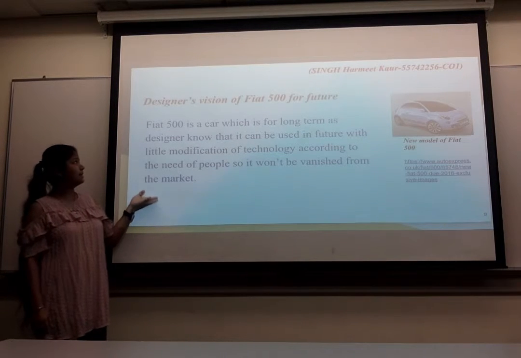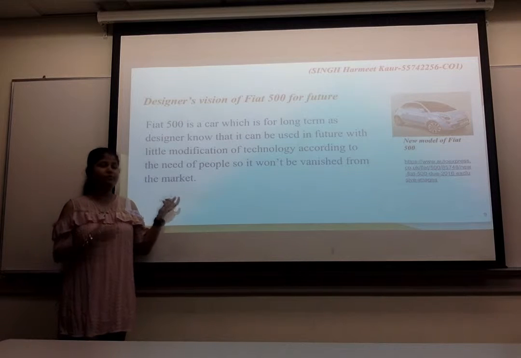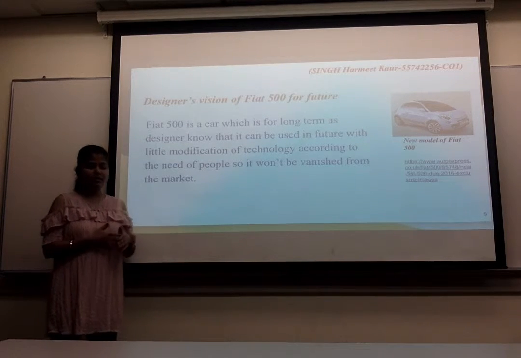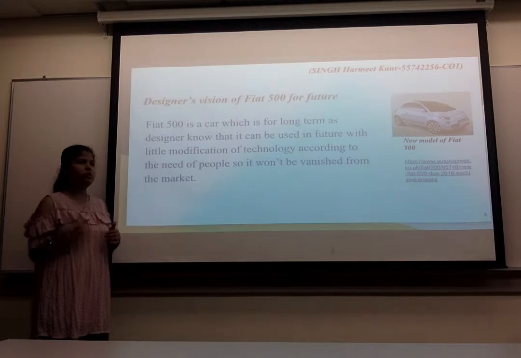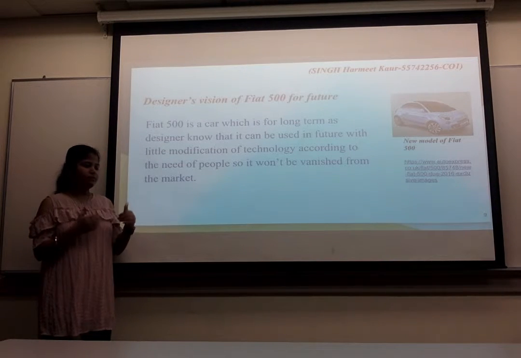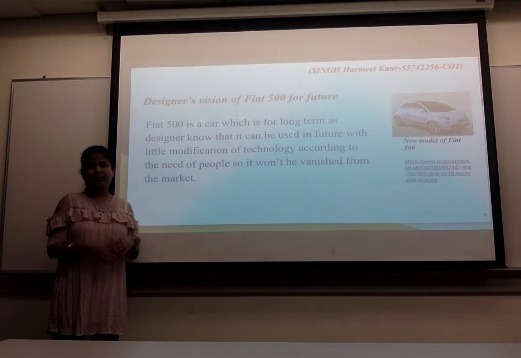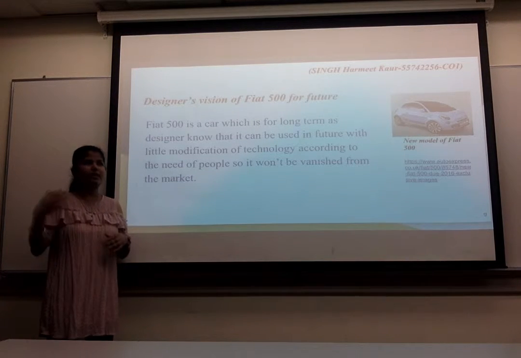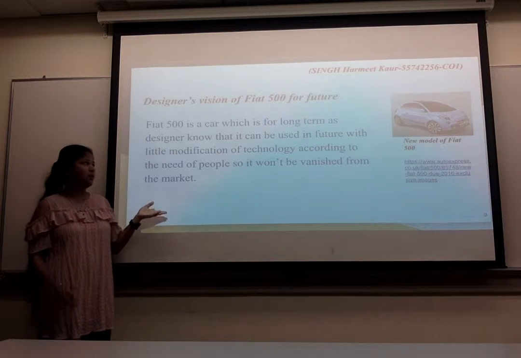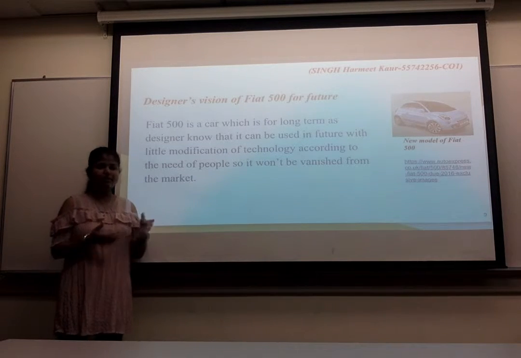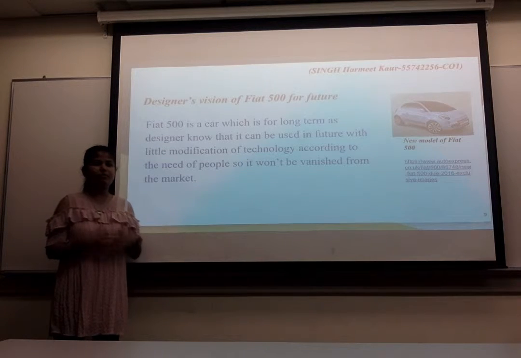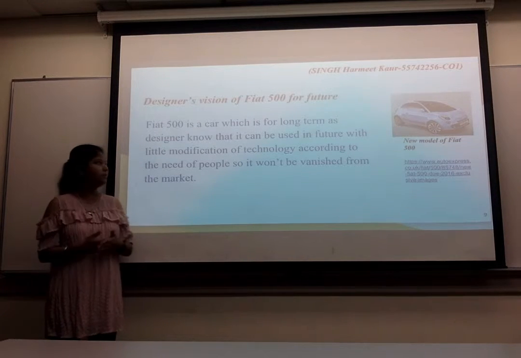Then the last slide is the designer's vision of Fiat for the future. Whenever a designer designs an object, he has to think of the future as well. Like if the object will be used in the future, or it will be outdated, or the people can use it. Like Fiat is a car, so basically we can know that this is a car. It can be run for a long term, so people will use it for a long term.